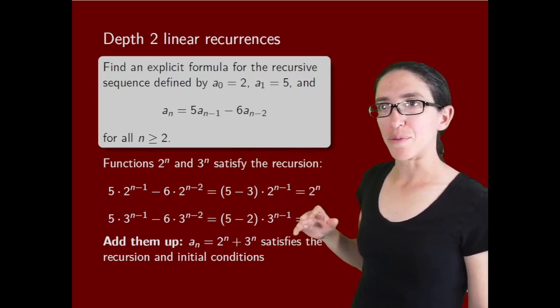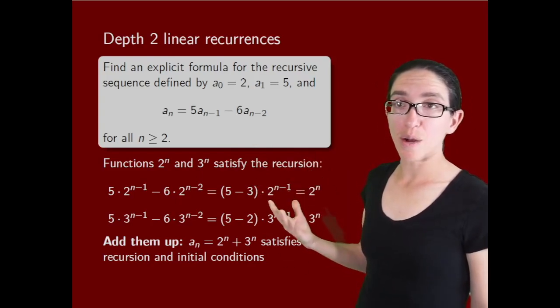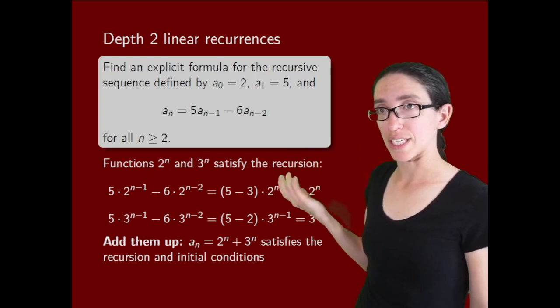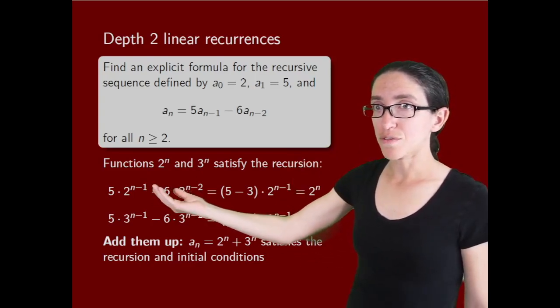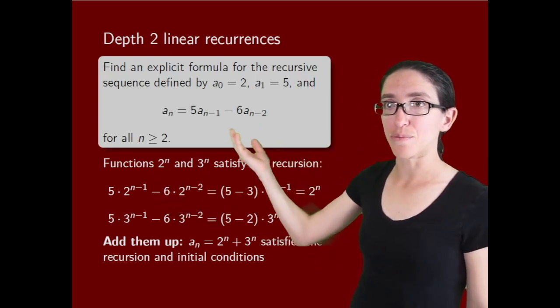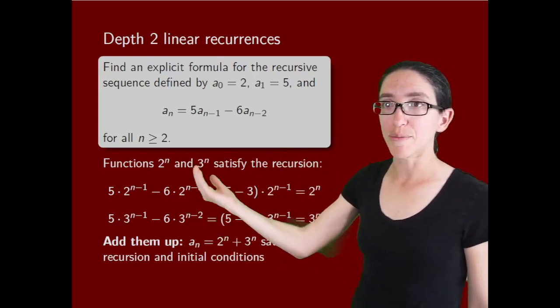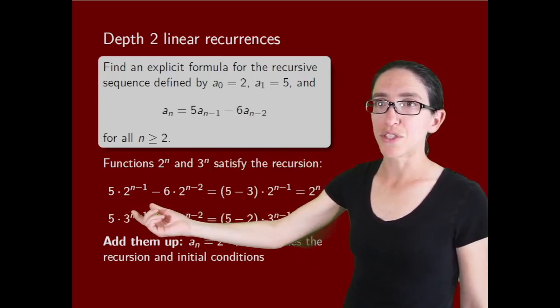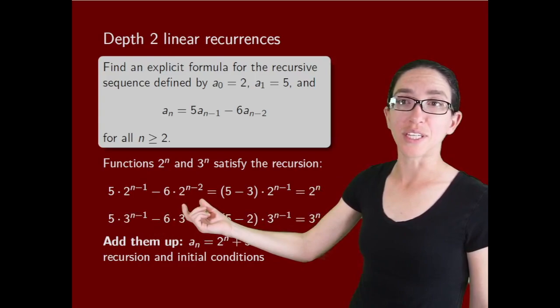So by playing around a bit, you might guess that maybe the powers of something would satisfy this recursion, just like they did for depth 1. You'll find that 2 to the n and 3 to the n actually both satisfy this recursion. We can plug them into the right-hand side: 5 times 2 to the n minus 1 minus 6 times 2 to the n minus 2.